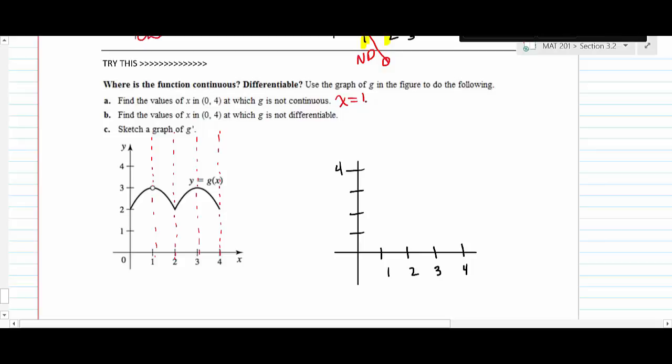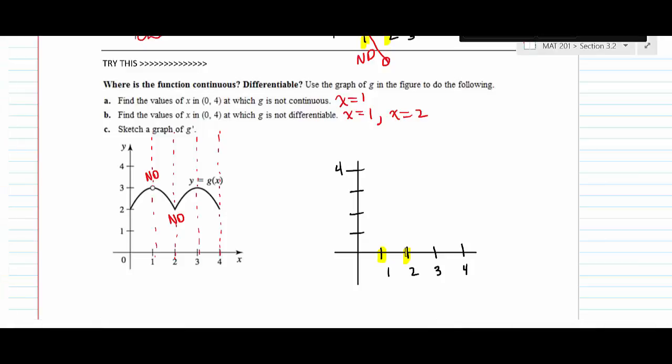Now, how many places is it not differentiable? 2. If it's not continuous, it's not going to be differentiable there. So that's at x equals 1. Where's the other place? X equals 2. That's the cusp. So you're not differentiable there, and you're not differentiable there. That means when you graph your derivative, you need to make sure that you have a bubble at 1 and a bubble at 2. You have to have that. You've got to make sure that it's not defined there.